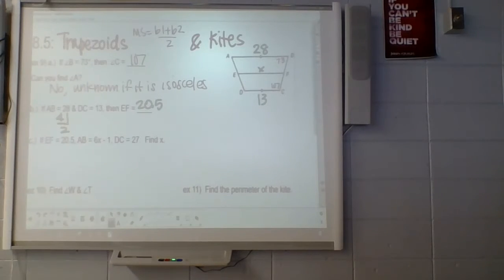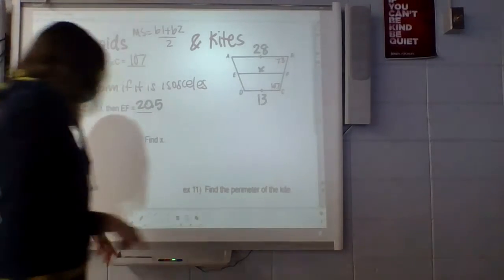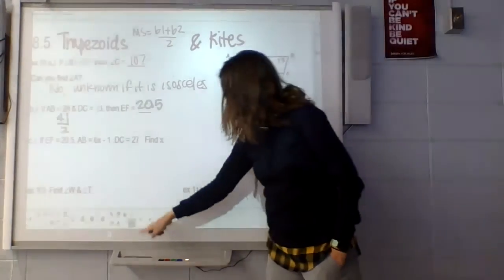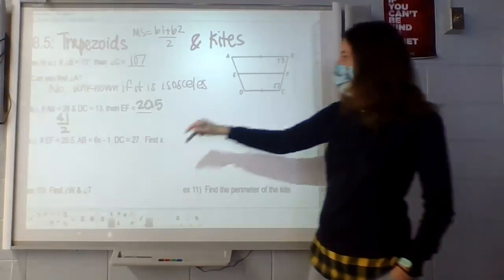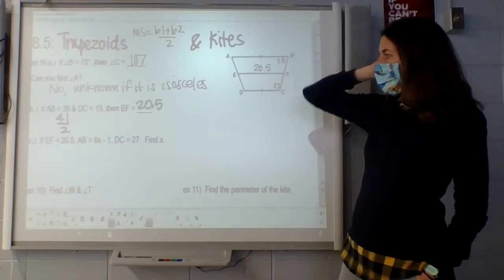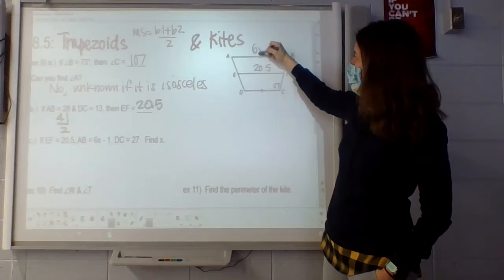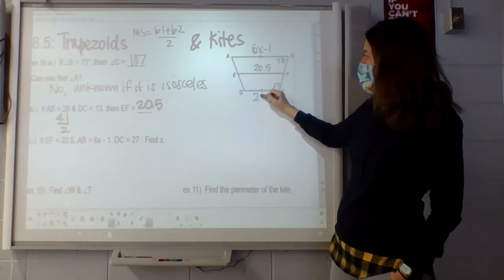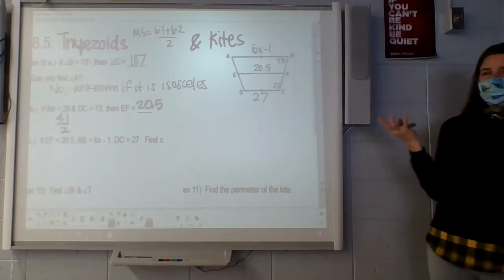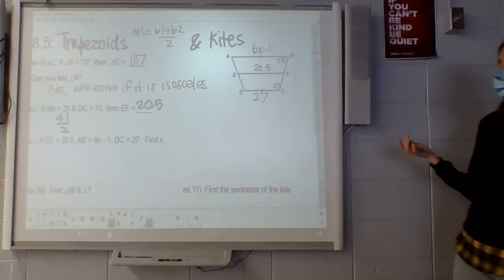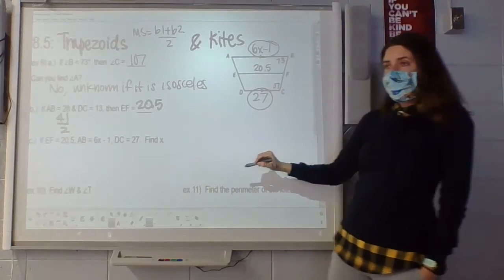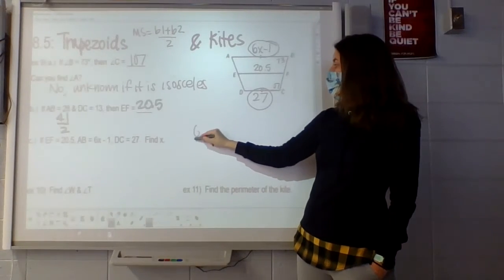So now they give us other information here. So this time, instead, they tell us EF is 20.5. They give us AB is 6x minus 1, and DC is 27. So this is just an algebra problem using that mid-segment idea, where I have to add the bases together and divide by 2, and it should equal the mid-segment.